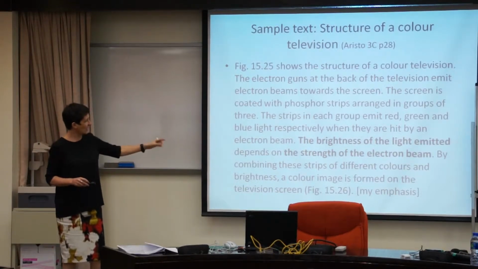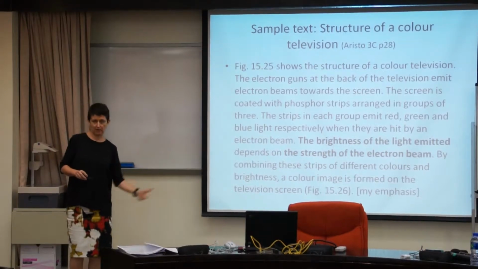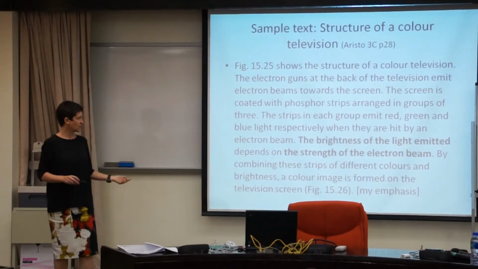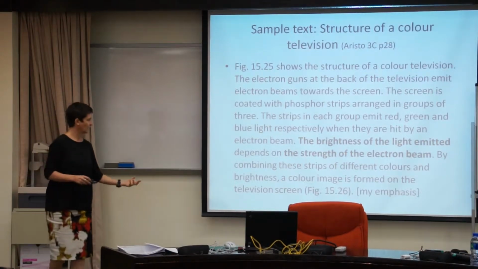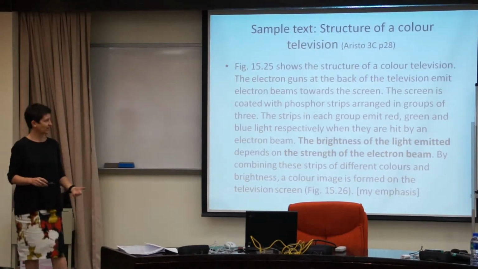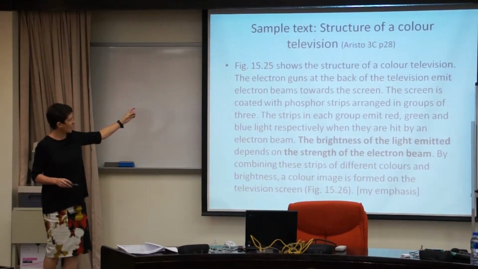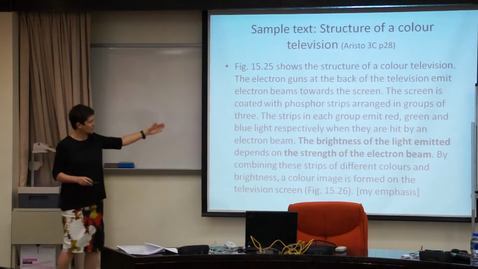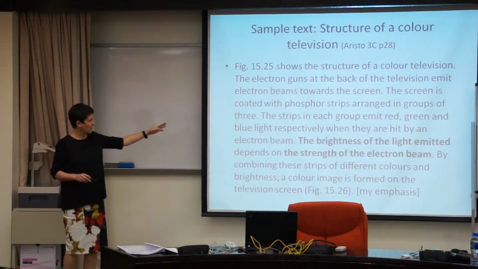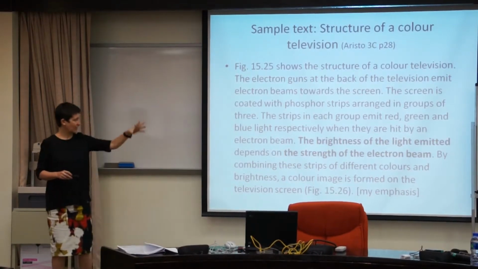And I've just highlighted a bit in the middle which illustrates what I mean by the compression and the abstraction. So the brightness of the light emitted. Okay, that's what we're talking about in this sentence, the brightness of the light emitted. And if you go back, you can see where that comes from. So you've got the electric guns emit the beams towards the screen. Then you've got the strips, and the beam hits the strips, and so they emit the light.